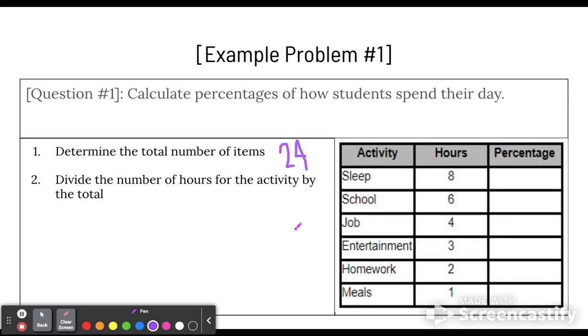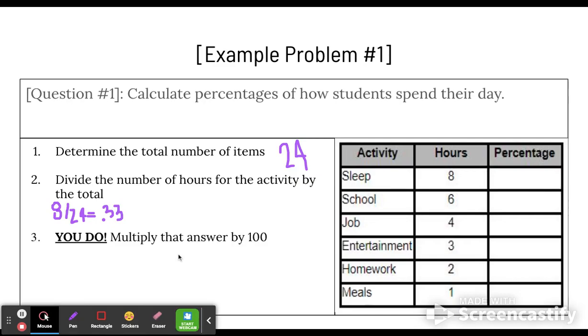And then we're going to divide the number of hours for each activity by that total. So for example, I'm just going to do one of these. You could do the rest of them if you need to. 8 divided by 24 is 0.33. So you would do that for each of them.